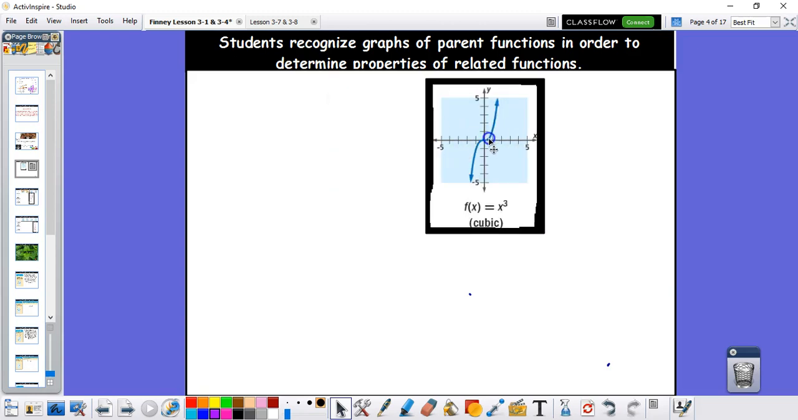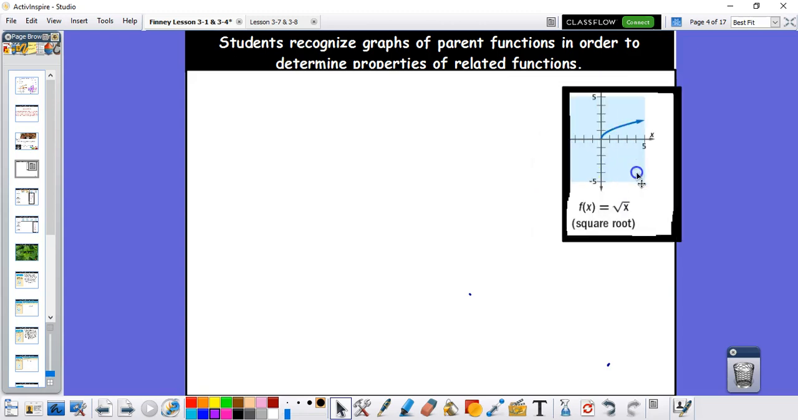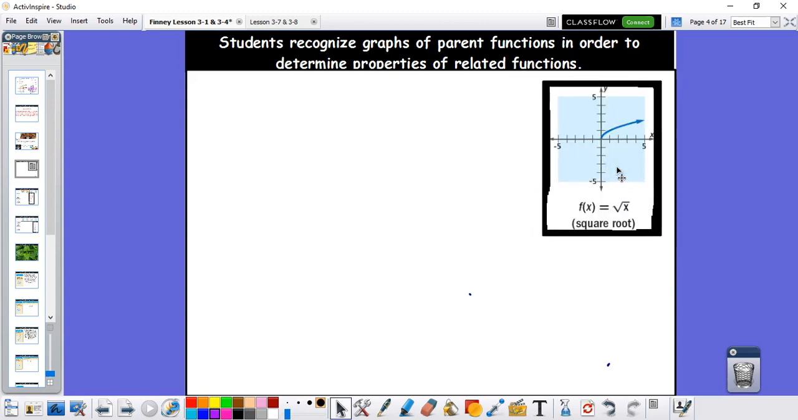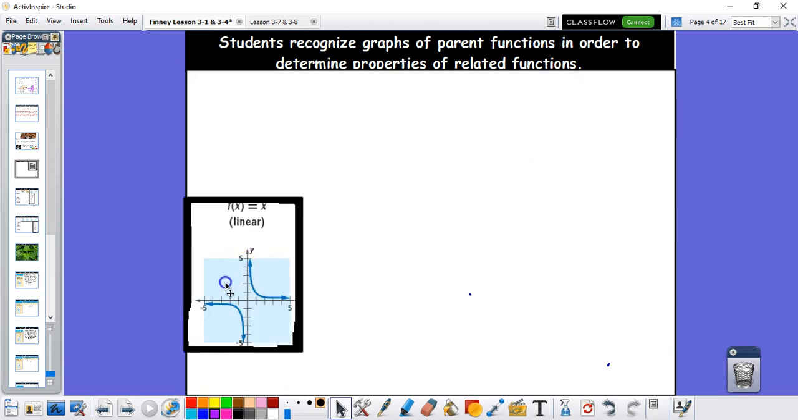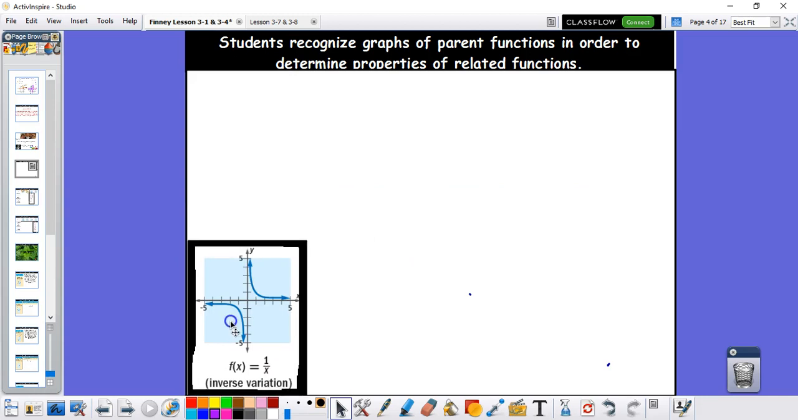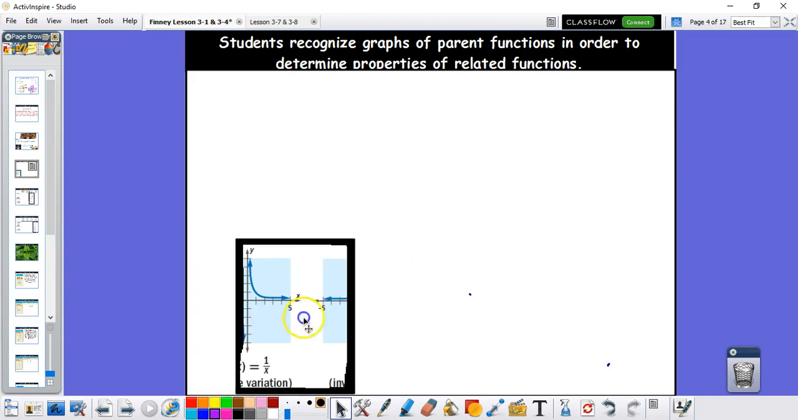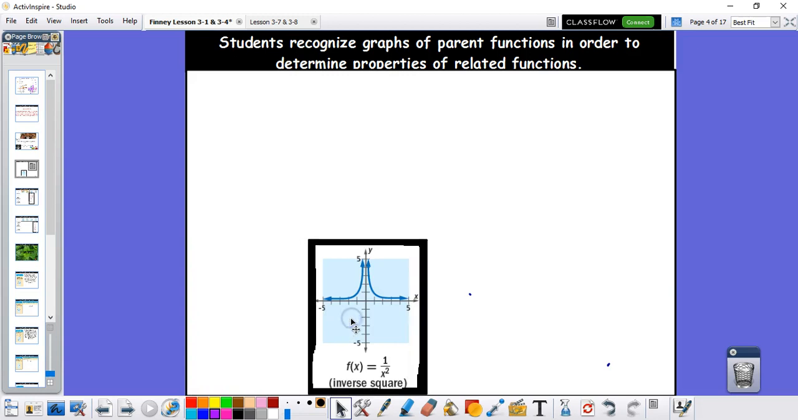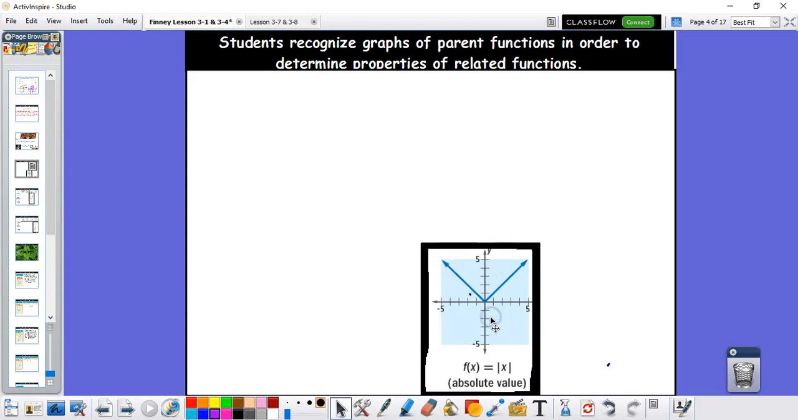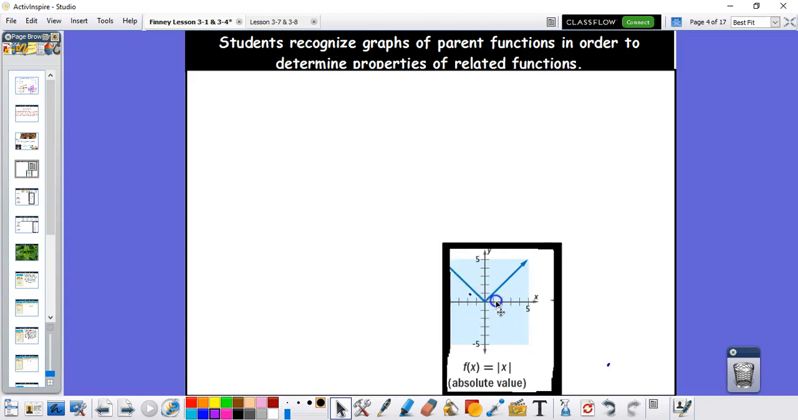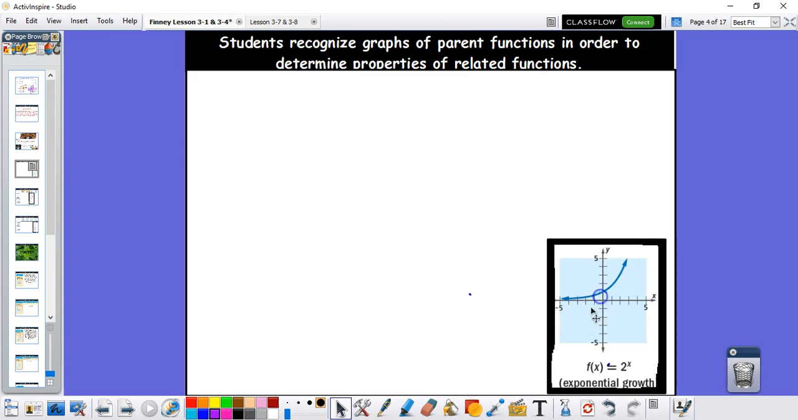We have a cubic function. Our cubic function's domain is all reals. Range is all reals. And we have a square root function, and you can see it starts at 0, 0. Then we have our inverse variation functions, which we just did on the drill. We have the inverse square function, where it's a hyperbola in the first and second quadrants. We have the absolute value function, and the exponential growth function.